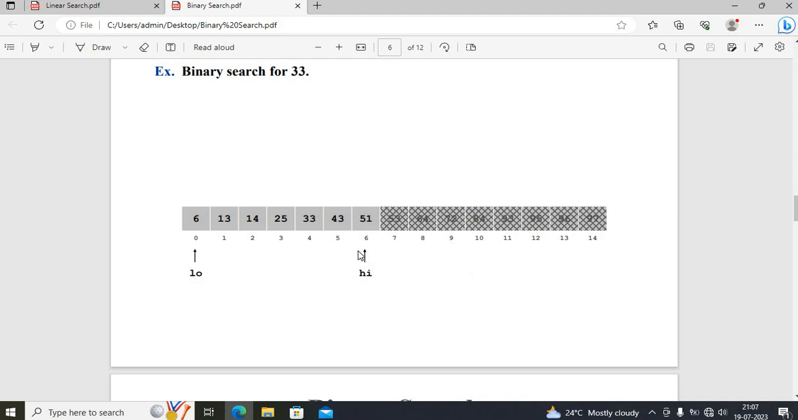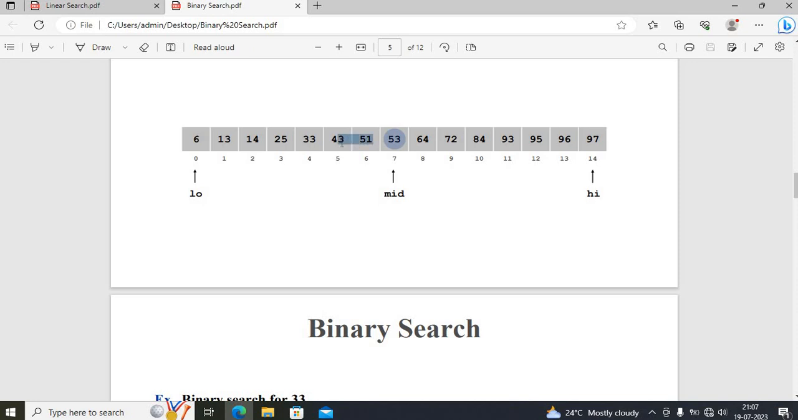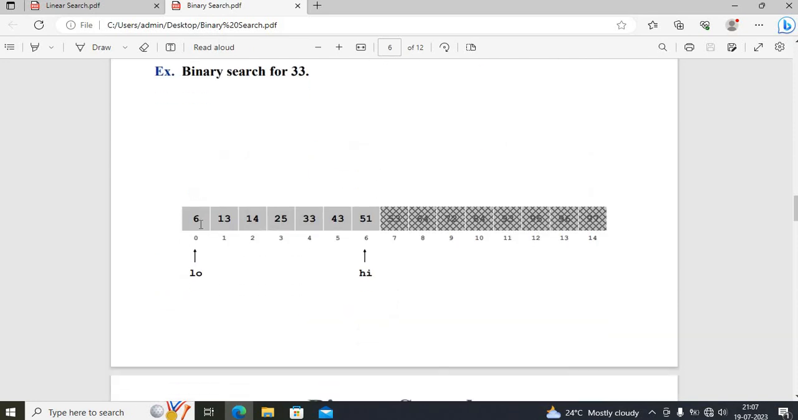Now again we have to compute the mid position. Now the low index is 0 and the high index is 6, because here we have considered the left list of 53, containing 6, 13, 14, 25, 33, 43, 51. So the low index is 0 and the high index is 6. Again we have to compute the mid position: low plus high divided by 2, 0 plus 6 divided by 2. It is 3.